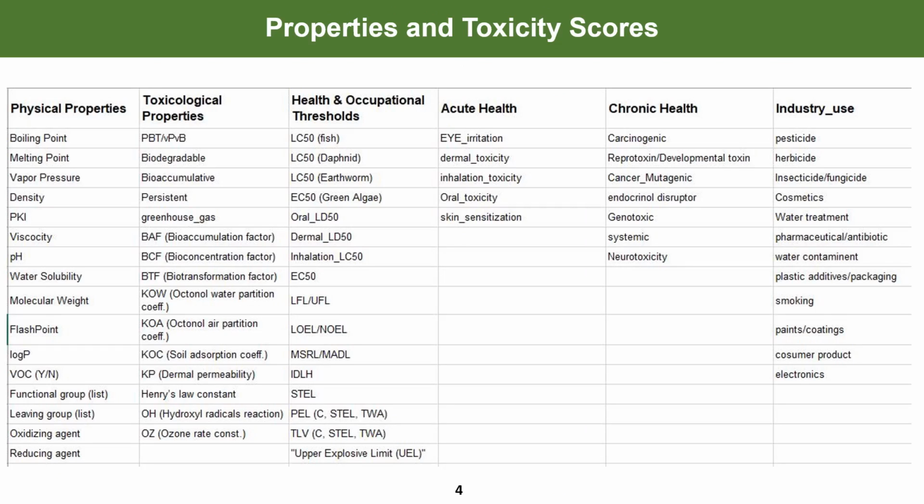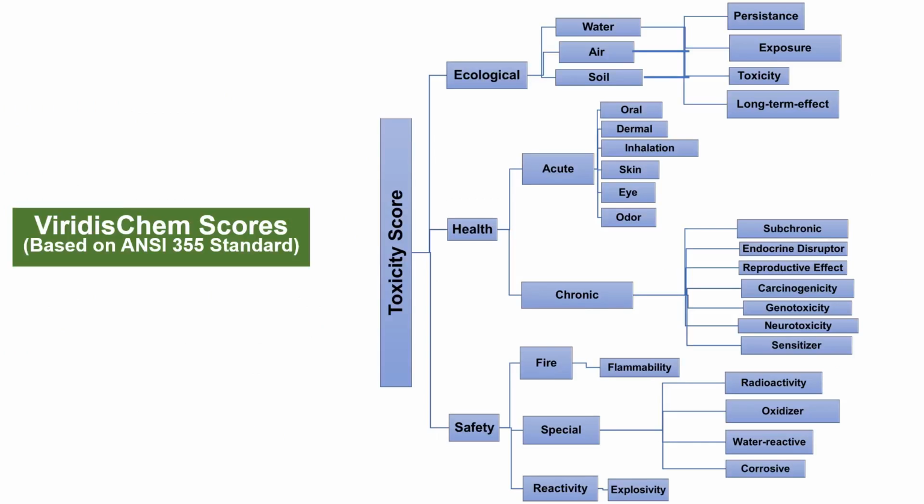Here are all the properties Chemical Analyzer can provide. Where experimental data is not available, it selects and executes machine learning prediction models to provide predicted properties. Here is the score it provides based on the physical and toxicological properties. The scores are based on the ANSI 355 standard and include more than 56 endpoints.